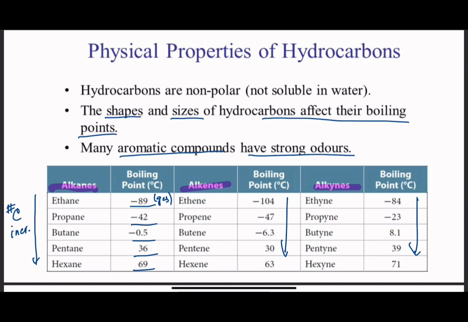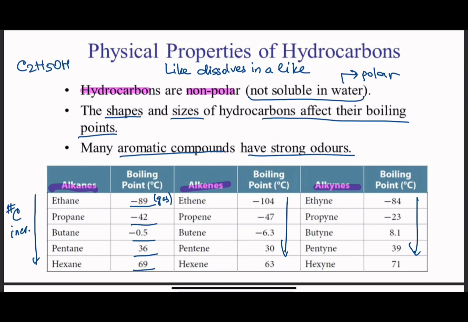I told you as above, hydrocarbons are non-polar. That means that they are not soluble in water because water is polar. You know, like dissolves in like. So polar dissolves in polar. For example, alcohol C2H5OH is polar and water is polar. That's why you can dissolve alcohol in water. They are soluble. But alkane won't dissolve in water because alkane is non-polar.